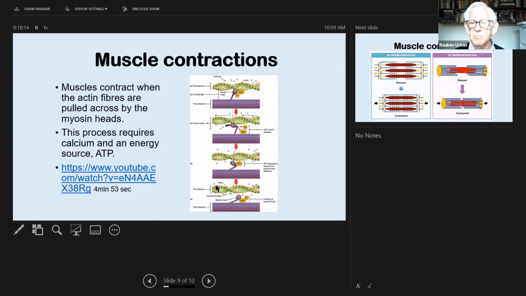So when the ATP in the third bit here breaks, the third phosphate comes off. So you end up with ADP, diphosphate, in the third one. Then you get this motion here, and this needs calcium as well, of course. So let's see if this works.